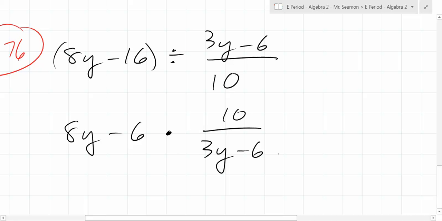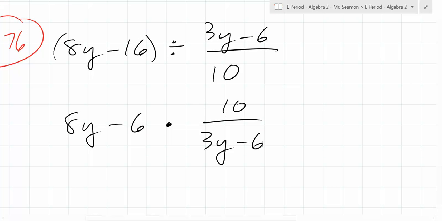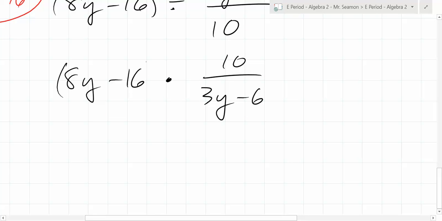I want you to get rid of the division first. Oh, I wrote 6. What should it be? 16, 3y. Oh, 16, thank you. Now what can you do? Or what should you do? Yes, you can. What should you do now?